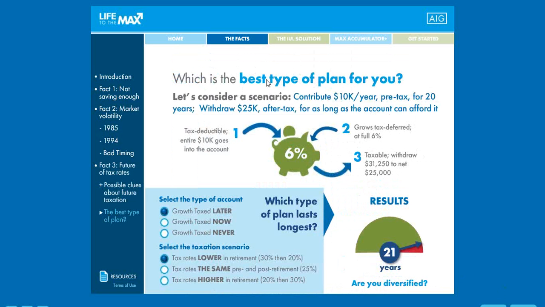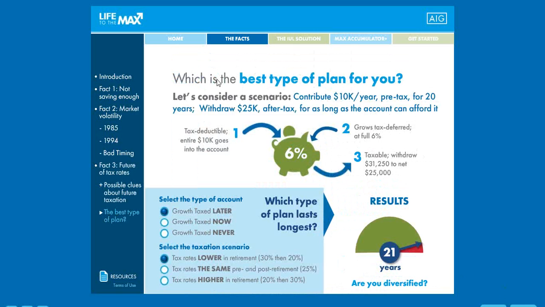And in every one of these cases, the account's growing at 6%. So we have some constants there. The only thing that will be different will be the tax rate that the client pays at various phases. During retirement, the client's going to withdraw the same $25,000 per year of after-tax funds, and we're going to see how long that money would last under different tax scenarios. Whichever one really lasts the longest is the best case scenario for your client.